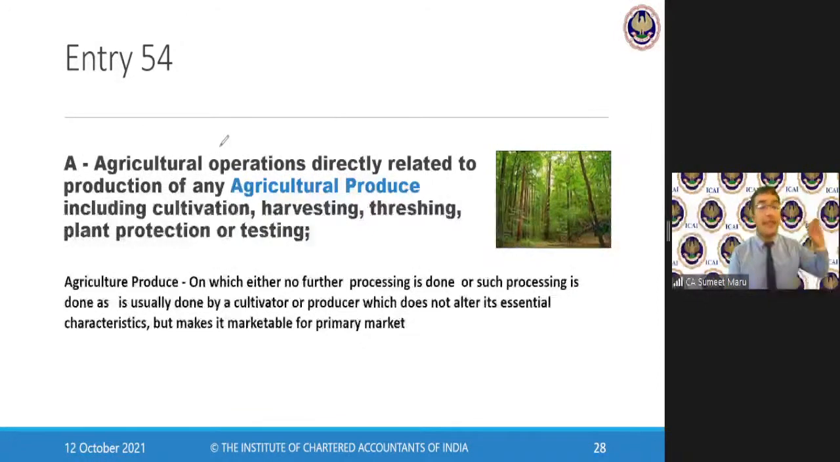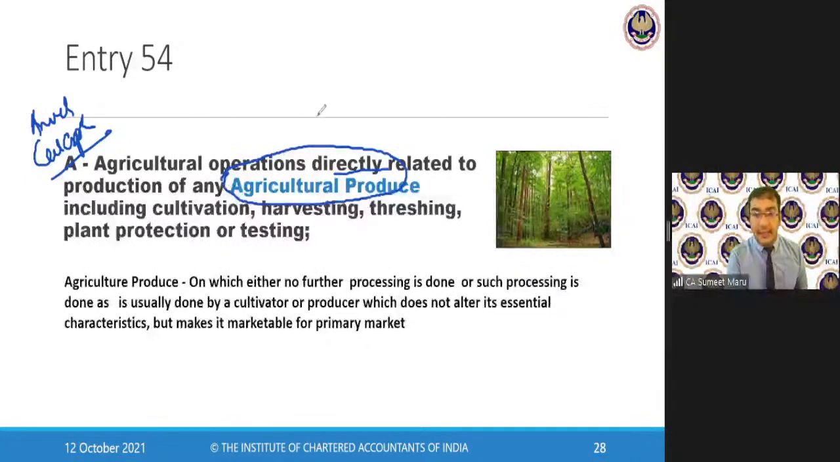See here, the first thing they have said is animals, or you are cultivating the crops. And further, by way of agriculture operation directly related to production of any agriculture produce. This is another important thing which you are going to look upon. Including cultivation, harvesting, threshing, plant protection or testing. So if you are cultivating any crops or having any animals for agriculture produce which are directly related, exemption will be given to you.